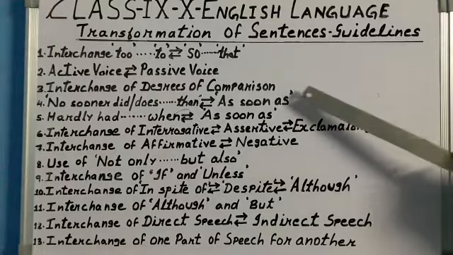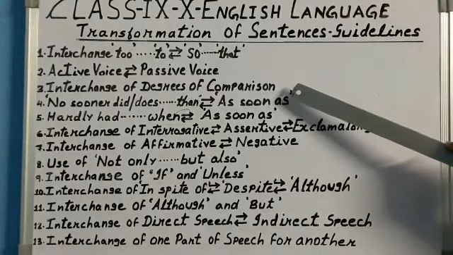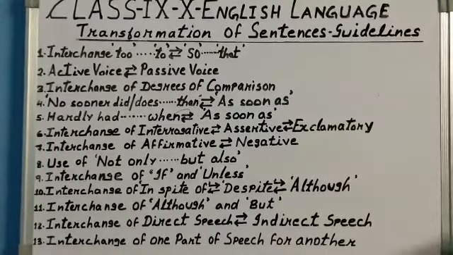Then comes the interchange of degrees of comparison. Students, we all know that there are 3 degrees of comparison. They are positive degree, comparative degree and superlative degree. The first example in positive degree: No other king was as wise as Solomon.